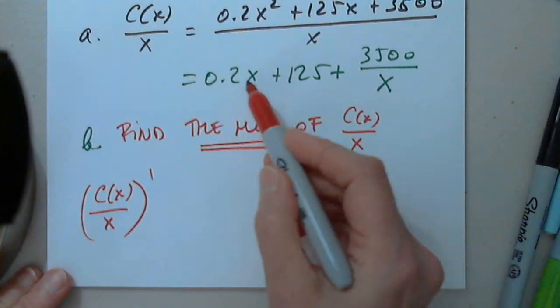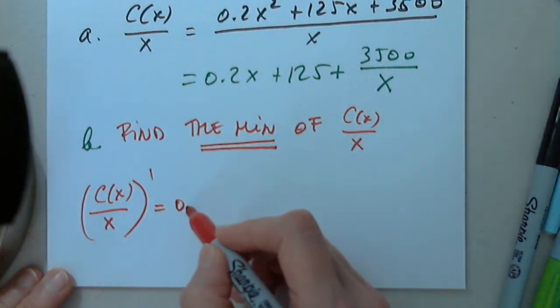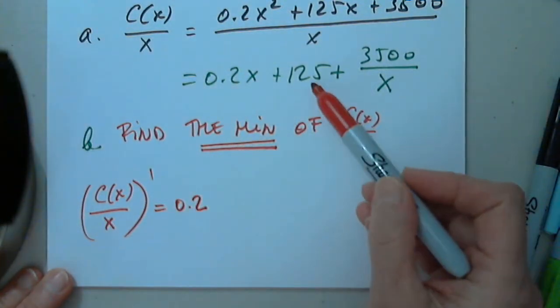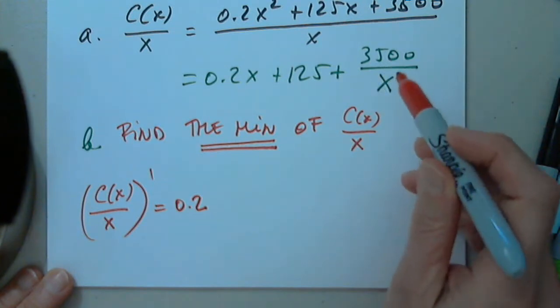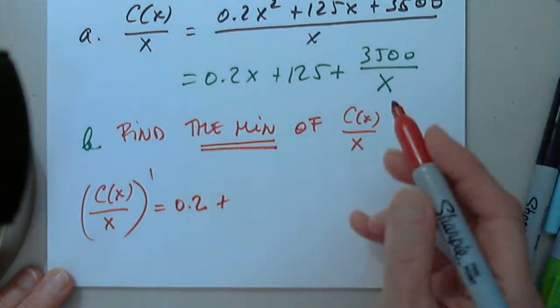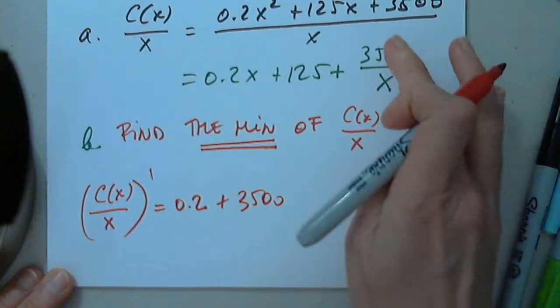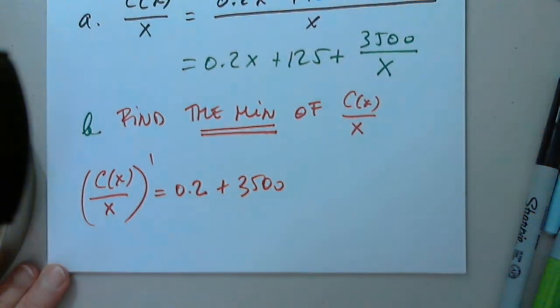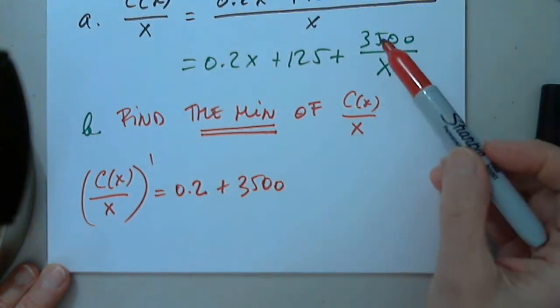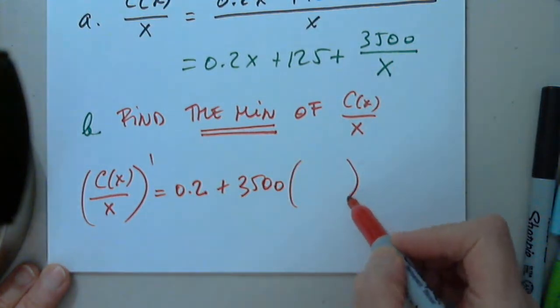So the first piece prime is 0.2. The second piece prime is 0. How do we differentiate 1 over x? Because that is 3500 stays outside, 1 over x. And we said, let's carve this one in stone because it's really important. What did we say 1 over x was? Prime, of course.